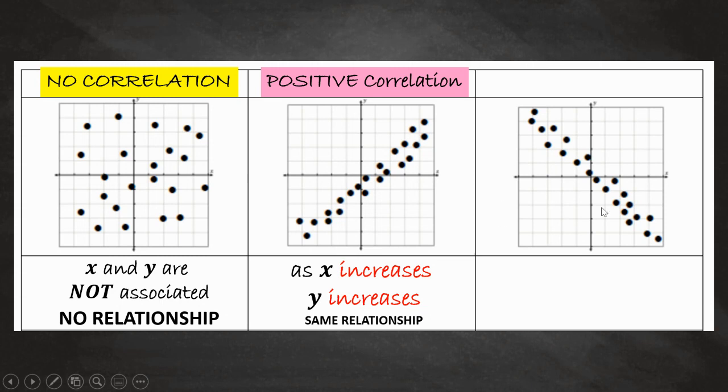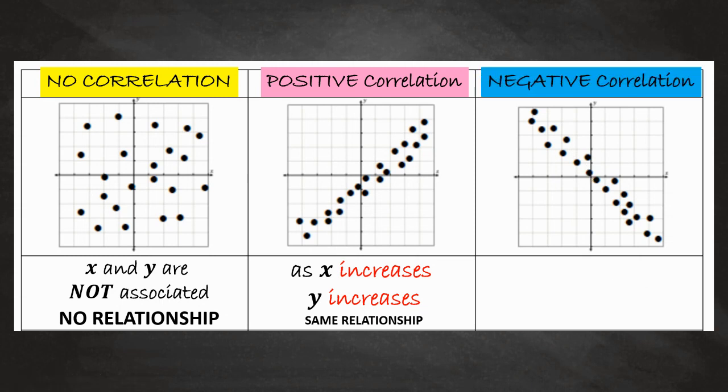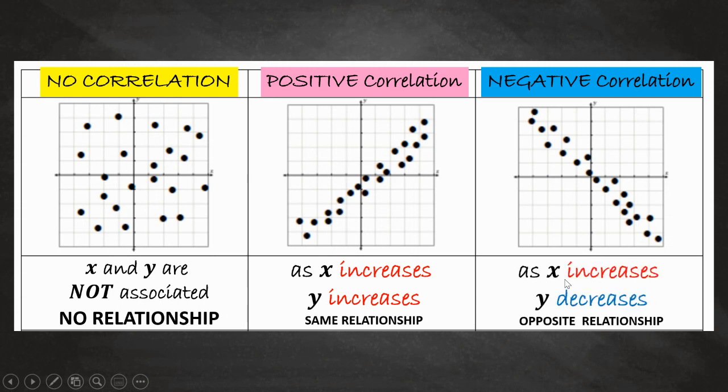And finally, in this scatter plot, you can see that it looks like it's going downward. That's going to be a negative correlation. What happens here is as my x is increasing, my y value is actually decreasing. So they have an opposite relationship. As one goes up, the other goes down. So that is no correlation, positive correlation, and negative correlation.